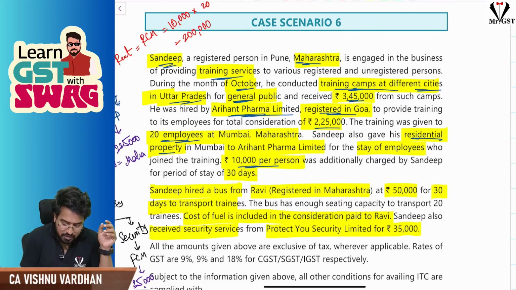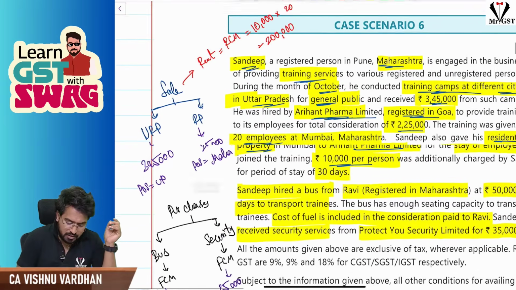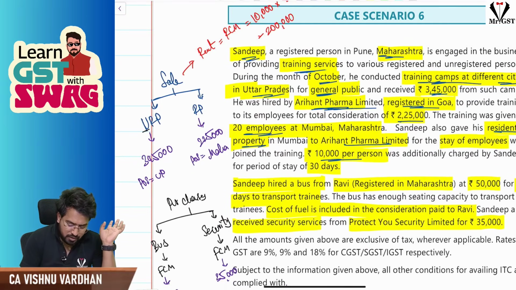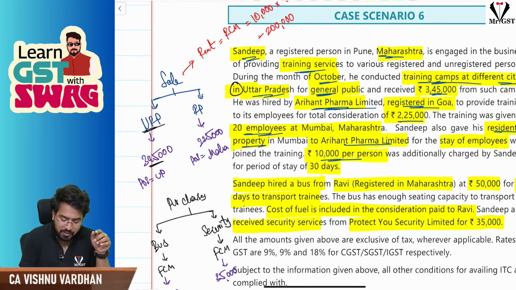But this is a residential building given to Arihant Pharma Limited. The Arihant Pharma Limited is registered in Goa, and we are giving them training for their employees, and also we are giving them the residential property on rent. Sandeep is giving the residential property on rent. So in that case, please understand here, I have just made a flowchart to simplify. To the general public, he is charging 3,45,000 training fees. In Uttar Pradesh, this is happening. So, for training and performance appraisal services, if it is an unregistered person, where this service is provided will be the place of supply. So, Uttar Pradesh is the place of supply.